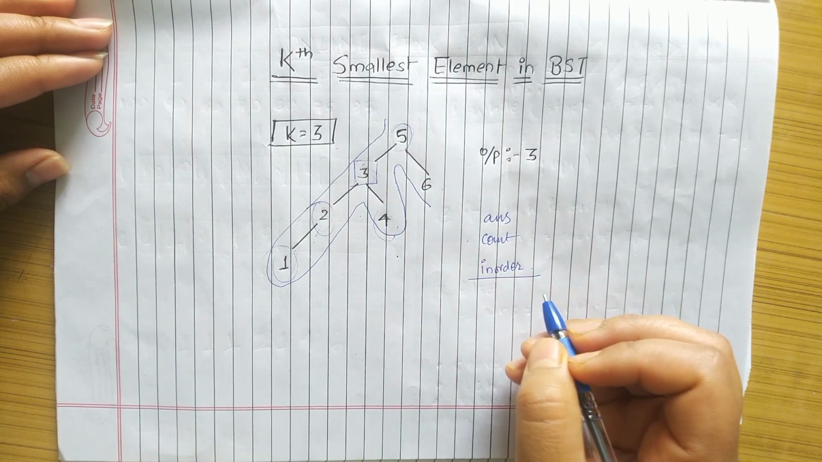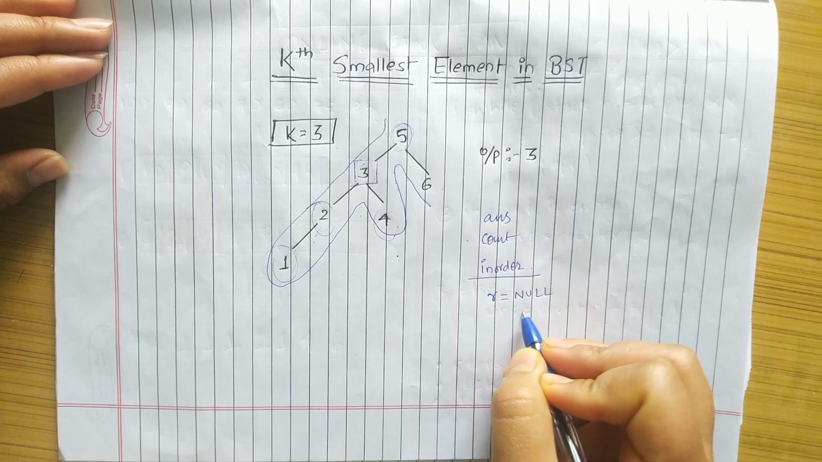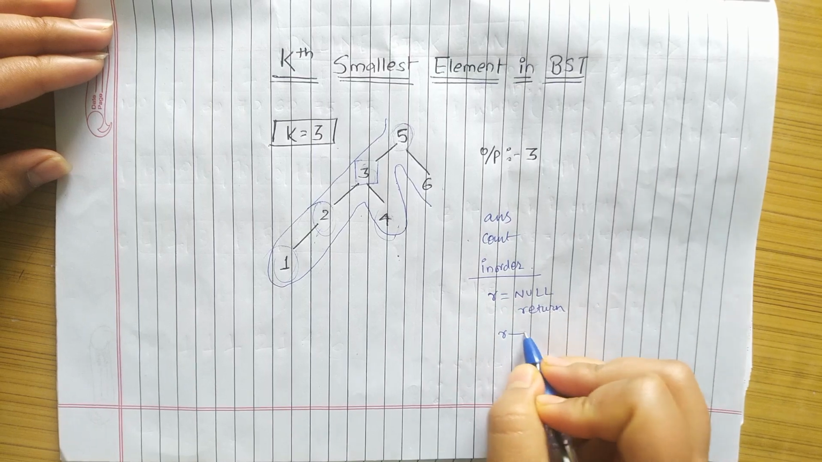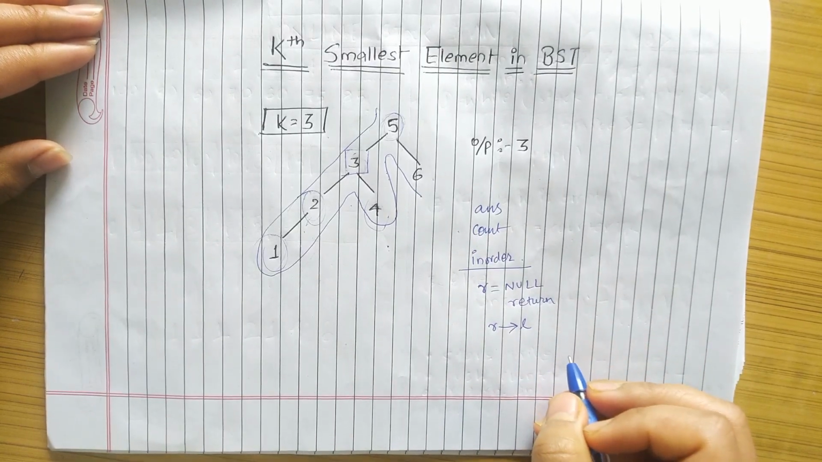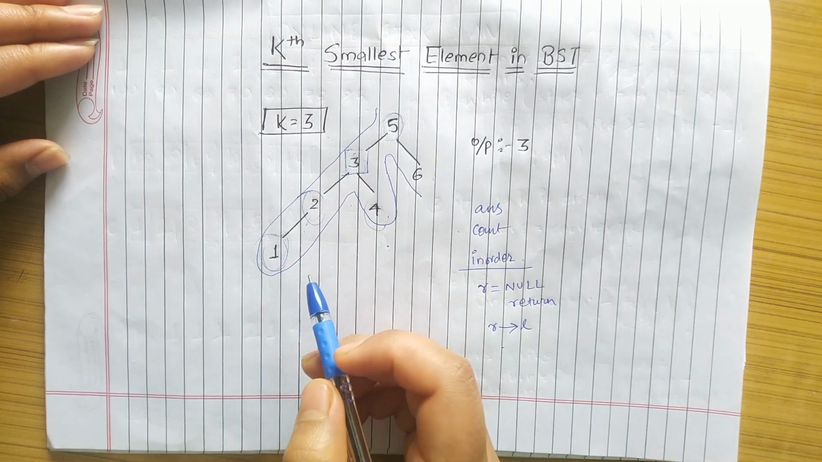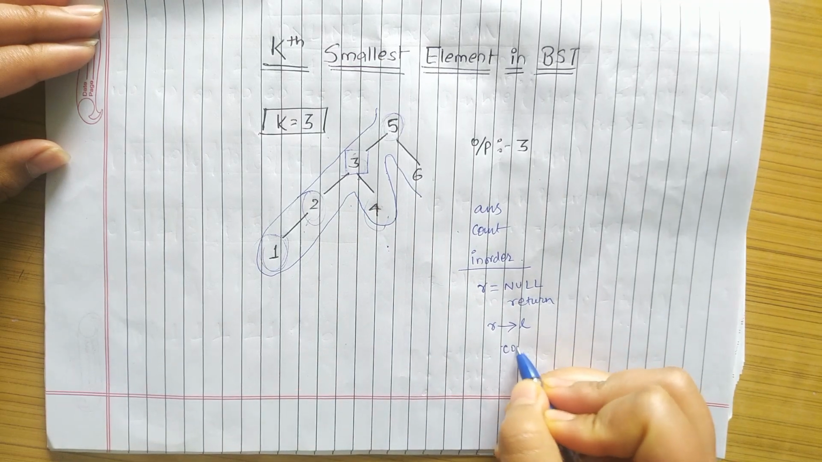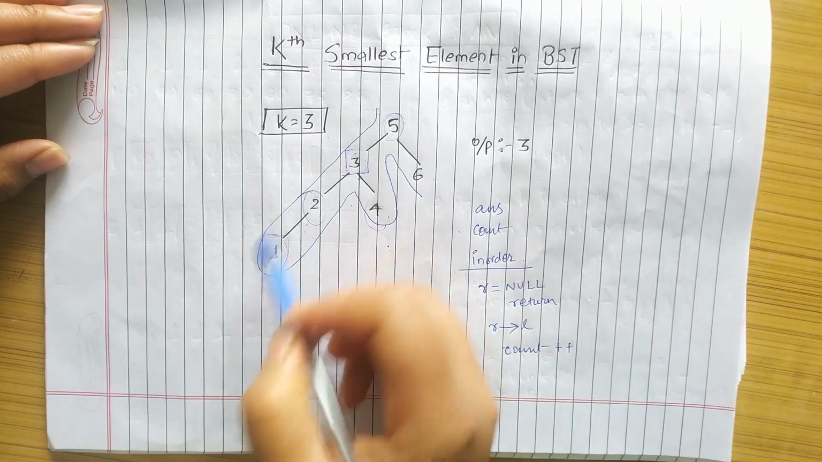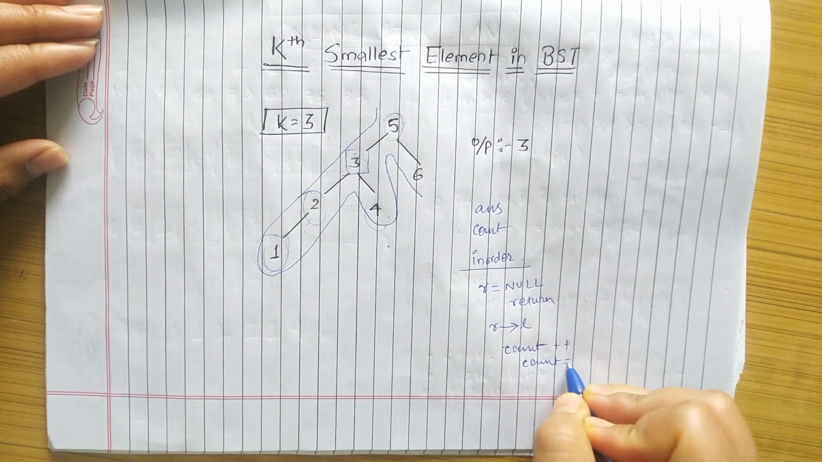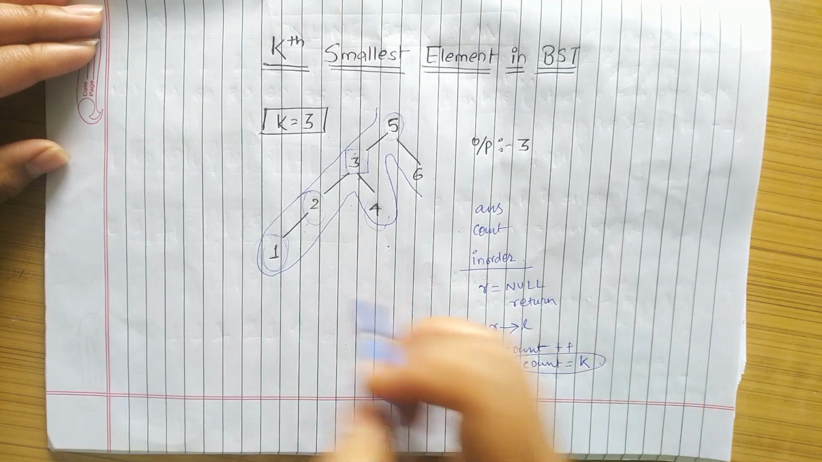For in order traversal, if the root is equal to null, then we just return. And if not, then we recursively call for root's left. After calling for root's left, we basically print that node in order traversal. But since we are trying to find the kth smallest, we will increment our count. That means we went through one of the nodes, and then we will check if count is equal to k or not. Whenever the count becomes equal to k, then that node will be our answer.